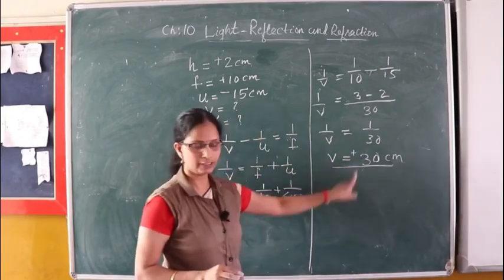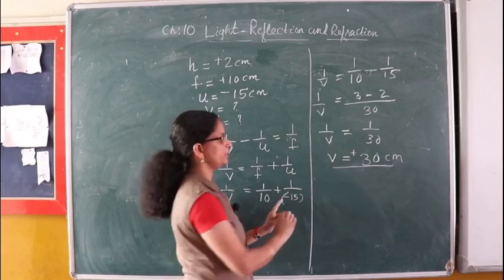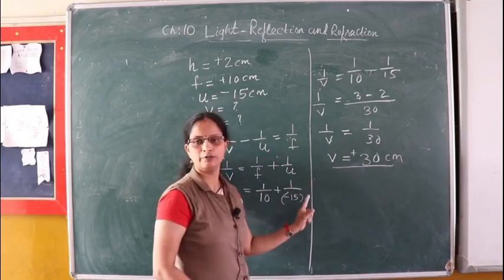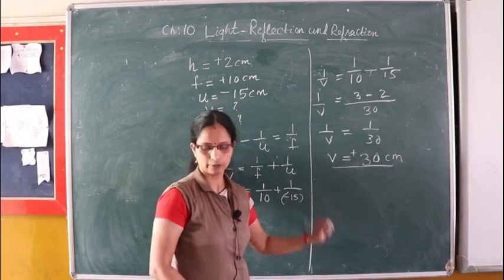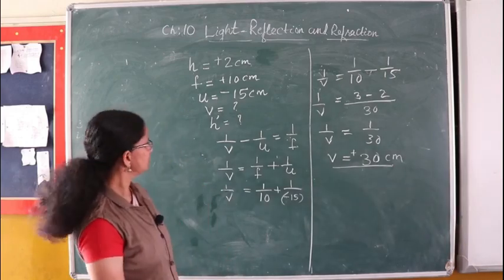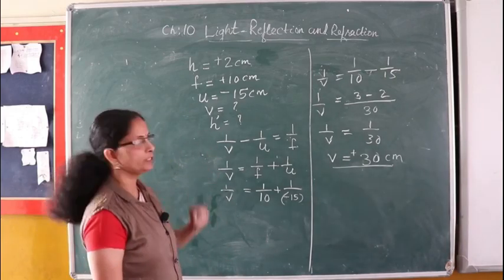We have to understand that plus 30 shows that the convex lens forms the image on the opposite side. The image obtained is 30 centimeter away from the optical center. So, this is about the position of the image. Now, we can calculate the height of the image.